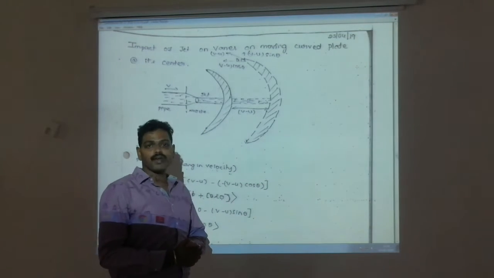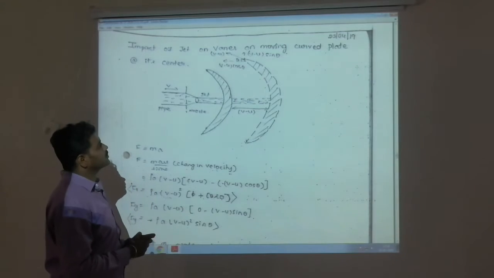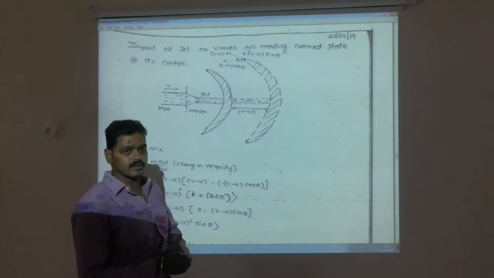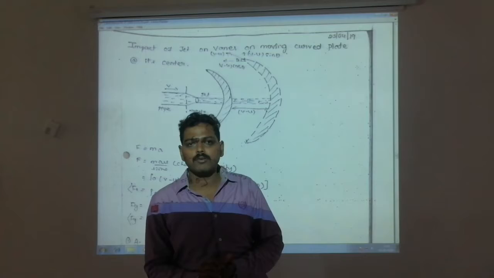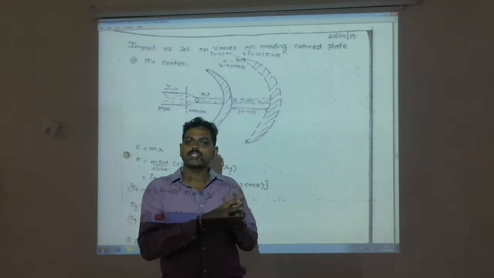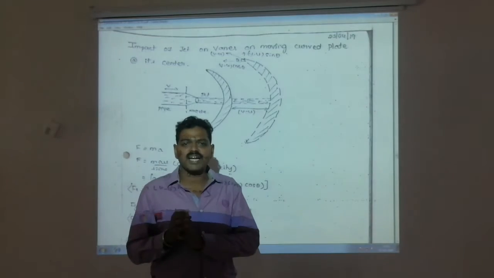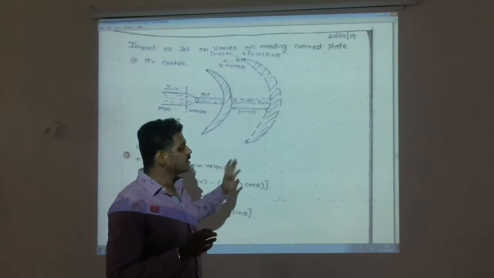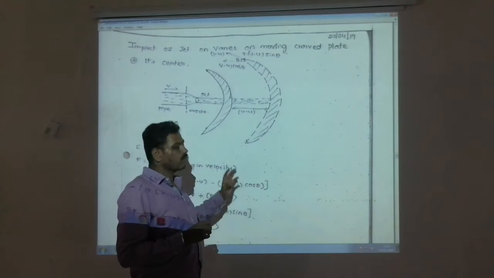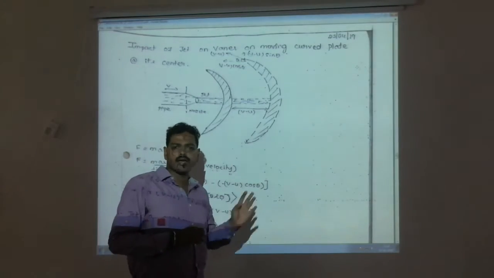Today in this session we are going to start with the impact of jet on vanes, on a moving curved plate at the center. In the previous sessions we have discussed the impact of jet on vanes for moving targets, for a flat vertical plate as well as for the inclined plate. In this session it is for the curved plate, when the jet is acting at the center or at any one end of the plate.